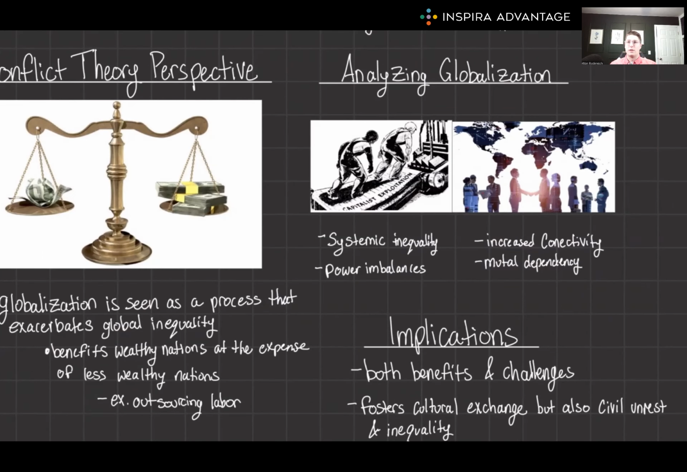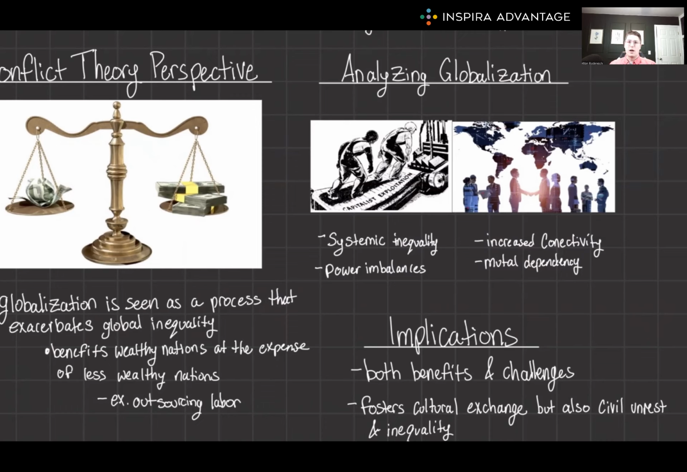Analyzing globalization through the lenses of conflict theory and functionalism presents two distinct narratives. One, highlighting the process's divisive and exploitive aspects, and the other emphasizing its unifying and progressive potential. Conflict theorists focus on systematic inequalities and power imbalances perpetuated by globalism, while functionalists point to the overall benefits of increased global connectivity and mutual dependency.